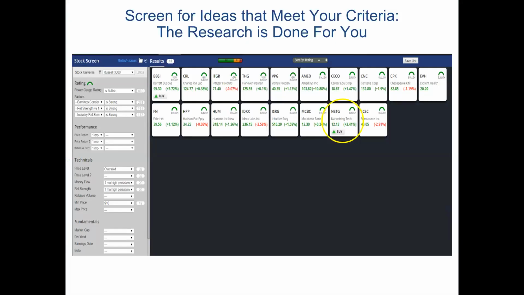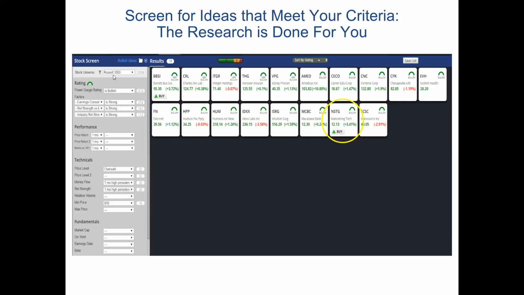Now, a lot of people ask me, how do you find these ideas, Dan? We rate 5,000 stocks, and the answer is I do not look at 5,000 charts all day, every day. In Chaikin Analytics, the research is done for you, and part of that is we have a screening tool, and this is an actual screen that I use to generate long ideas, and it's a screen that I used on a webinar that I gave back in August.